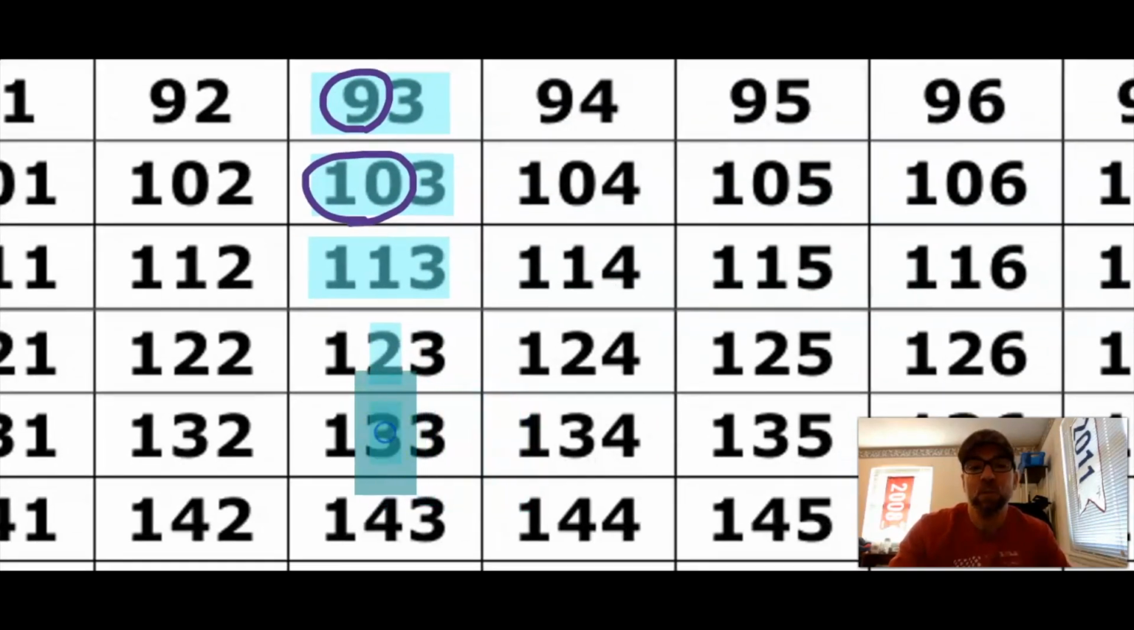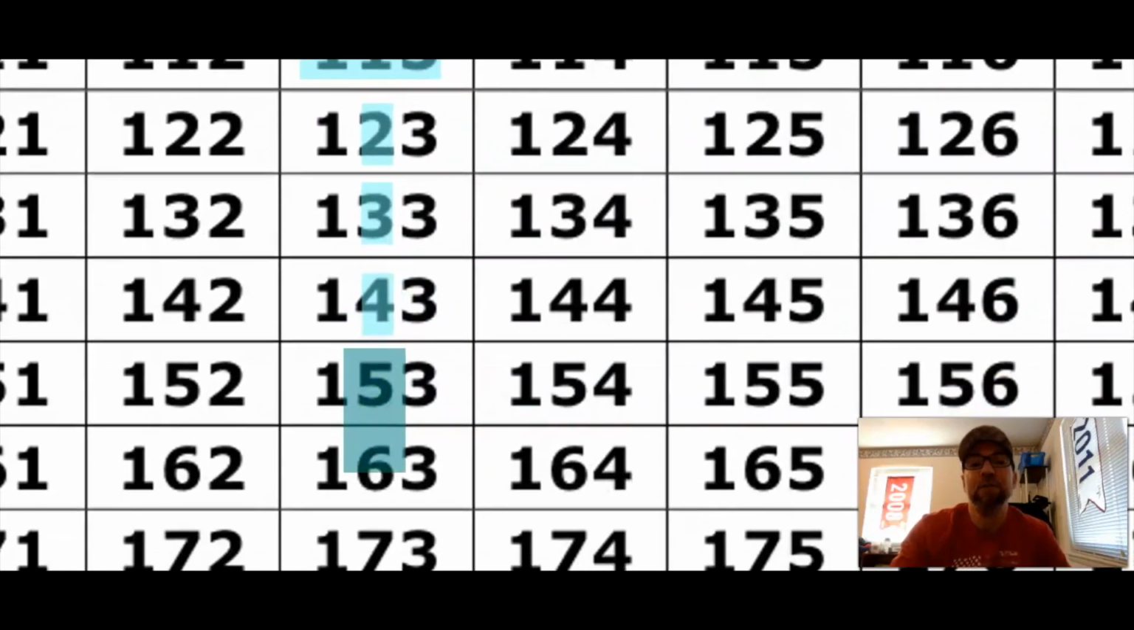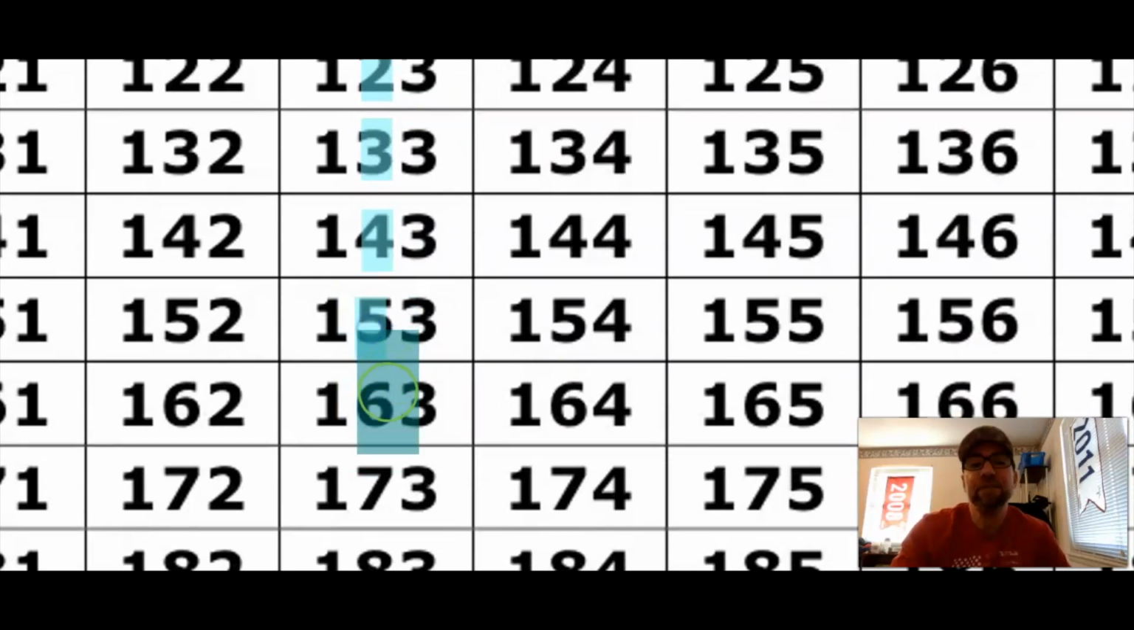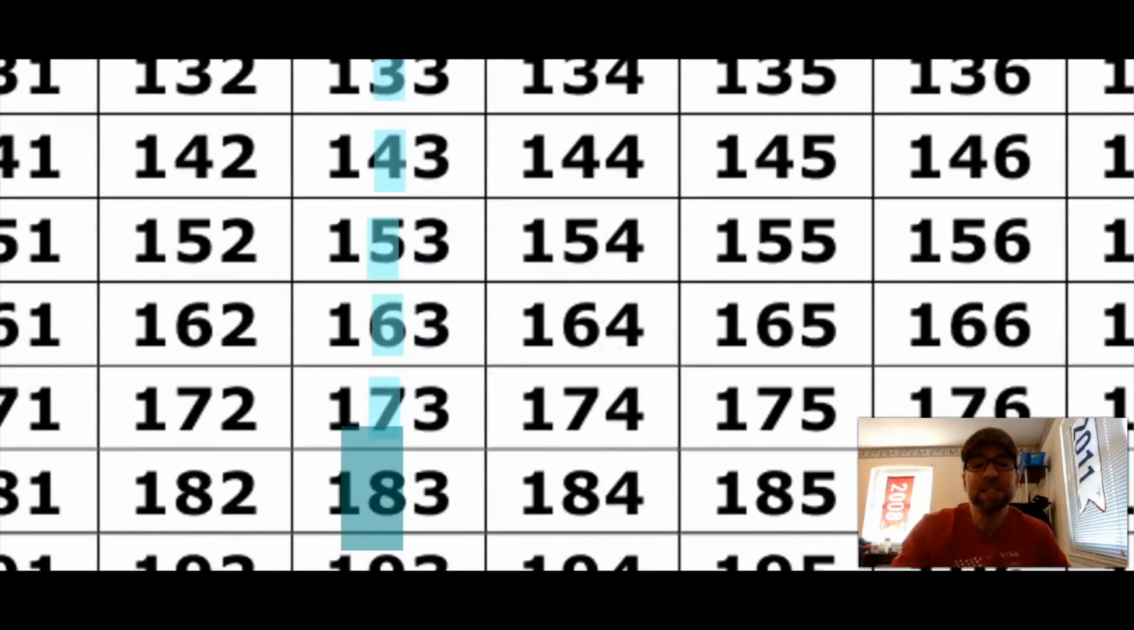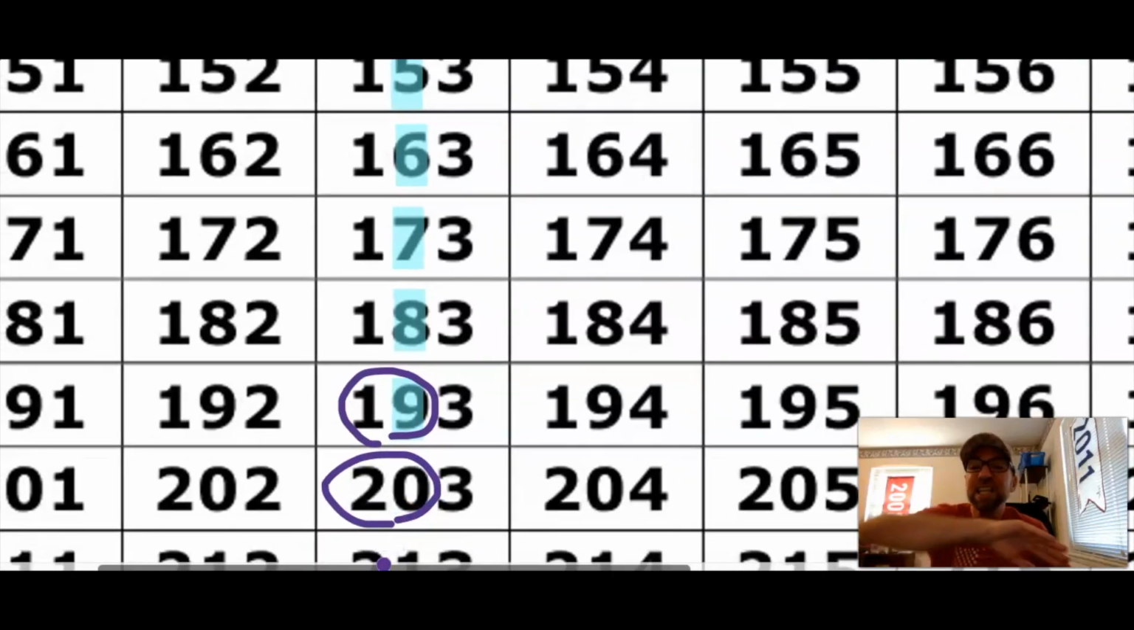123, 133, 143, 153, 163, 173, 183, 193. Notice that my 19 became a 20 because it took us to the next 100. And we start all over.